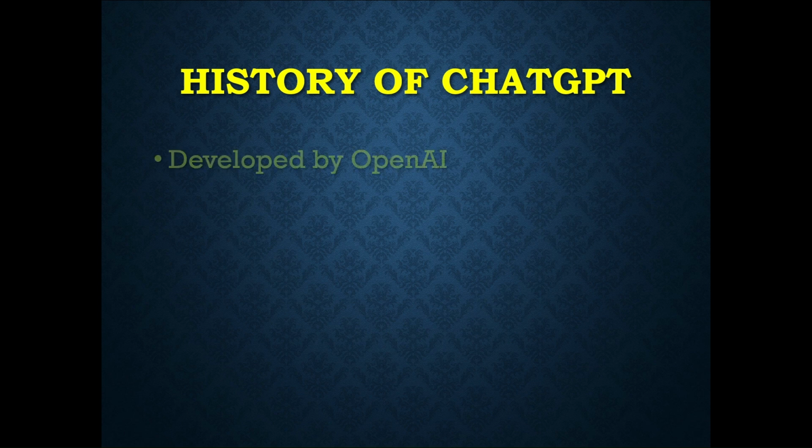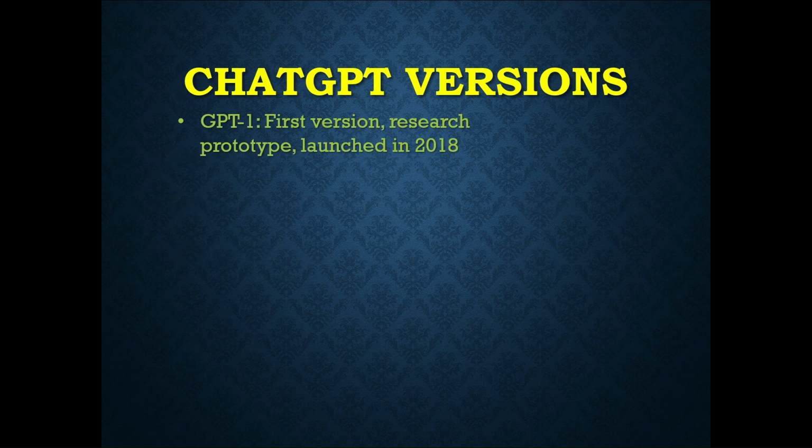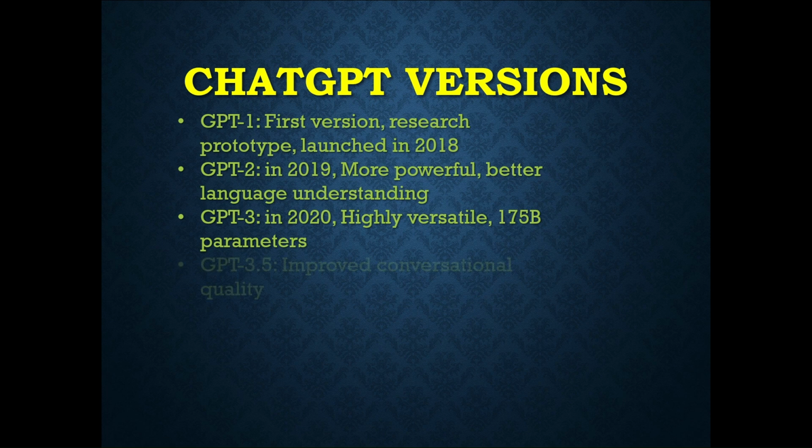The history of ChatGPT: it was developed by the OpenAI team and initially released in 2022. It evolved from the GPT models. The first version, GPT, Generative Pre-trained Model, was released in 2018. It was a prototype. The second GPT was released in 2019, with more power and better language understanding. GPT-3 was released in 2020. It is highly versatile and has more than 175 billion parameters.